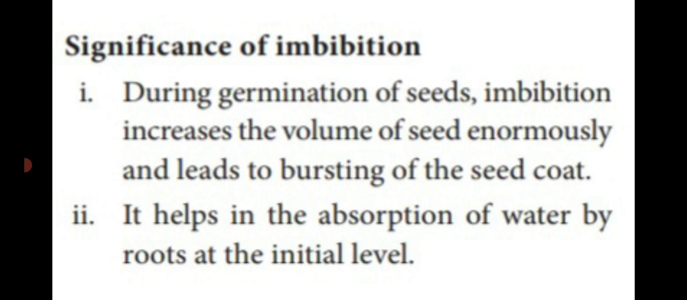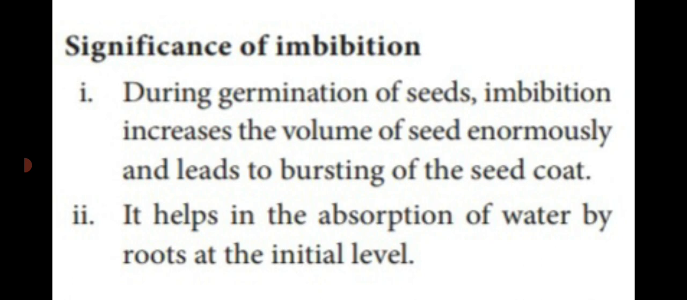So this is the advantage, isn't it? That means if you are soaking the seed into the soil, it imbibes water and produces the new young plant by a process called imbibition. Second one, it helps in the absorption of water by roots at the initial level. That means when the seeds are germinating, they are producing a young plant. Two parts are produced: above the ground level is known as the shoot system, and the part growing towards the soil is said to be the root system.